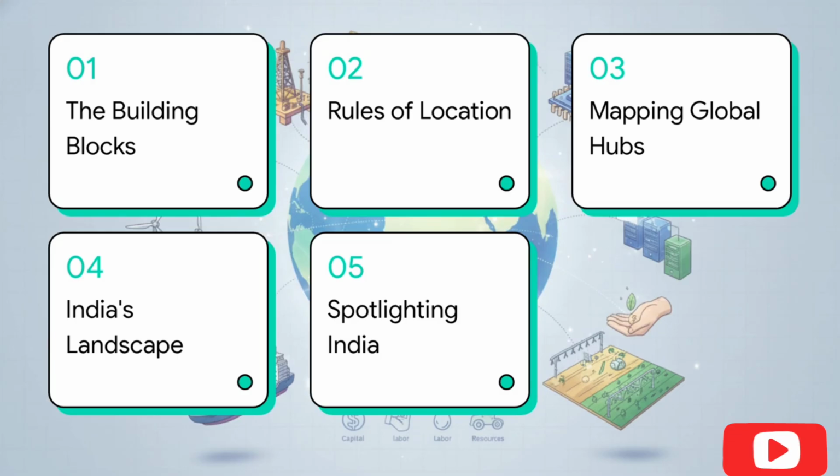We'll start with part 1, the building blocks of industry. Then part 2, rules of industrial location. Moving on to 3, mapping the global hubs. Then 4, India's industrial landscape. And finally, part 5, spotlighting India's major regions.